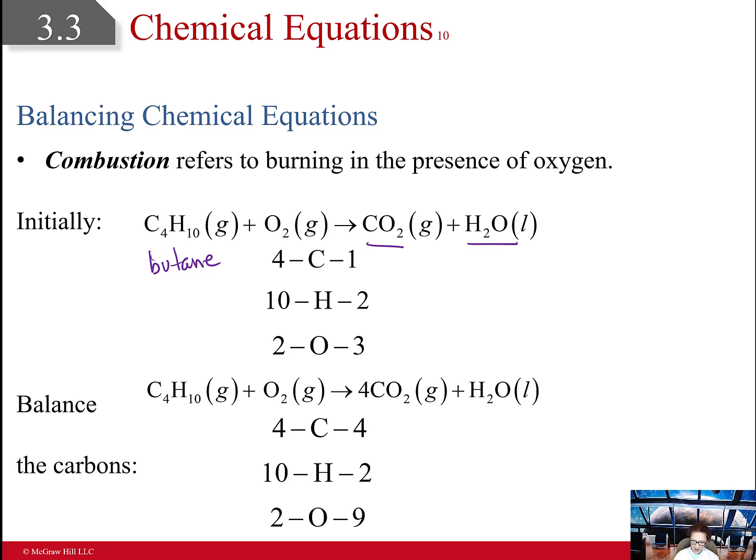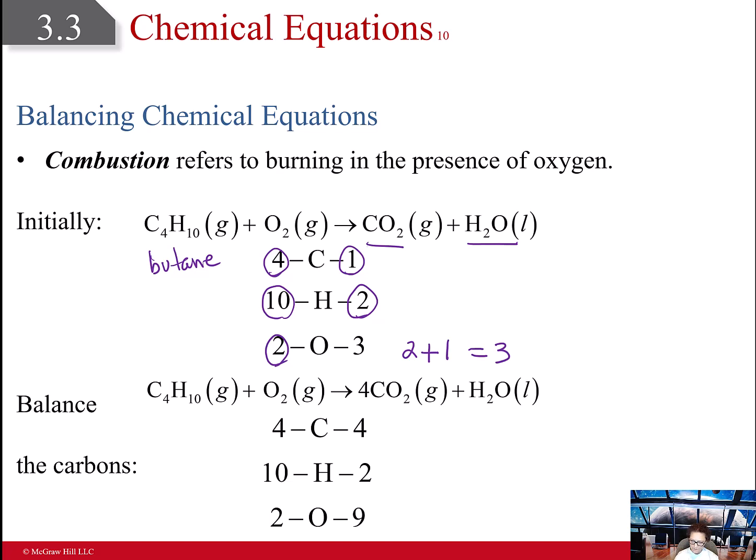So when you start out, you take inventory. You've got 4 carbons on the left and only 1 carbon to the right of the arrow. You have 10 hydrogens on the left and 2 hydrogens on the right. You have 2 oxygens, okay, O2 is 2 oxygens, and you have 3 oxygens on the right. And if I have oxygens in more than one place, I usually do it like this because it helps me keep up with which one I'm changing.